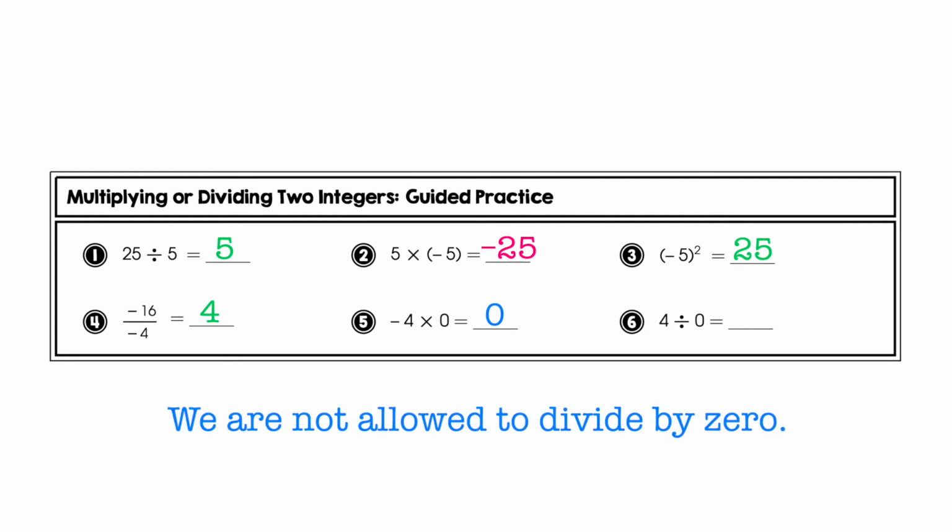So for number 6, we have 4 divided by 0. Now, we are not allowed to divide by 0. If you were to enter into your calculator a number divided by 0, your calculator would give you an error. So the answer to 4 divided by 0 simply does not exist.